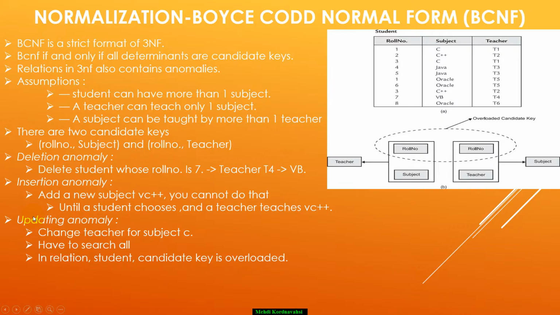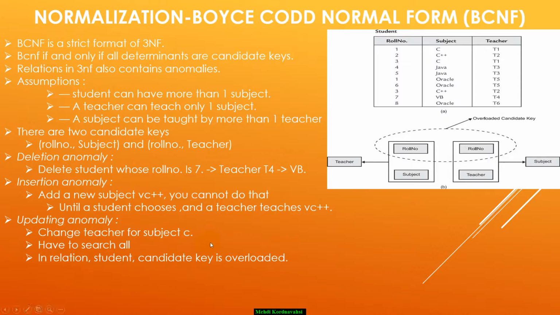In relation student, the candidate key is overloaded, as I showed in the picture. You can find teacher by roll number and subject. You can also find subject by roll number and teacher. Here, roll number is overloaded. You can also find subject by teacher.